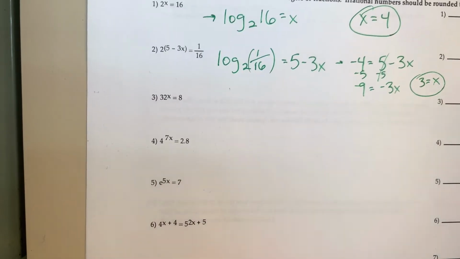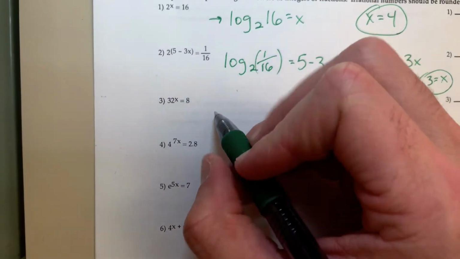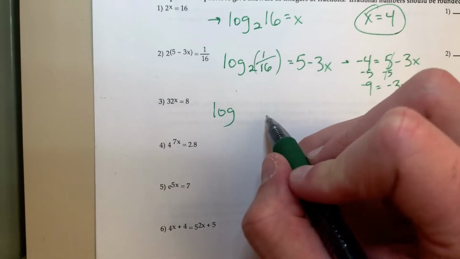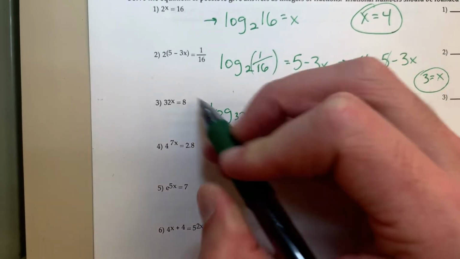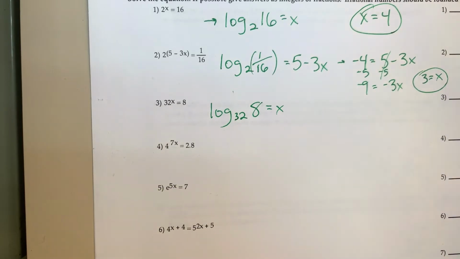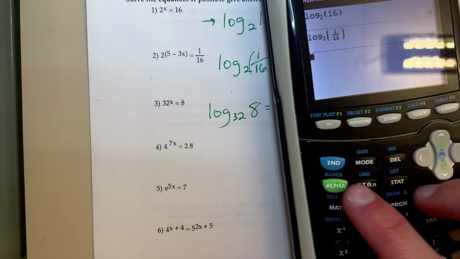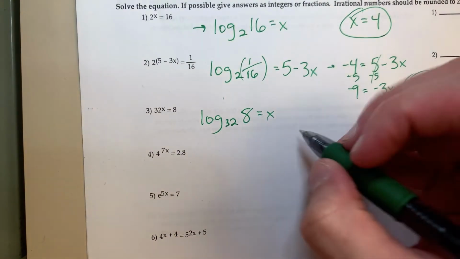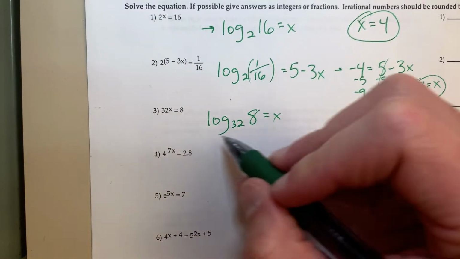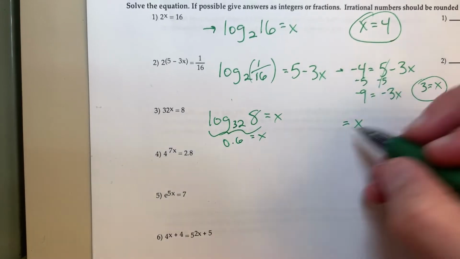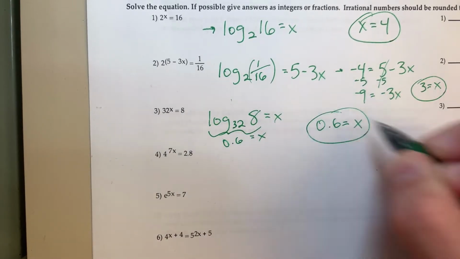Okay, number 3, another similar one. Convert to a logarithm. So don't mix these up. The base is the bigger number, and that can happen. So log base 32 of 8 equals x. Again, that's another one where I bring in my calculator. Okay, 0.6. So that's it. Once I convert this, and I see that that's equal to 0.6, that's it. That's my whole process for that.